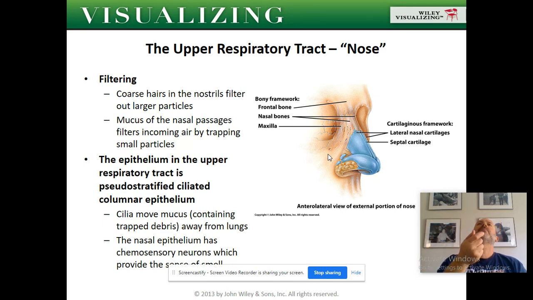In the trachea, we have these specialized cells called pseudostratified ciliated columnar epithelial cells. And remember, ciliated means that they have these little hair-like structures that stick out. If there's any debris getting trapped in the mucus of the respiratory tract, the ciliated cells will send that debris back where it came from.